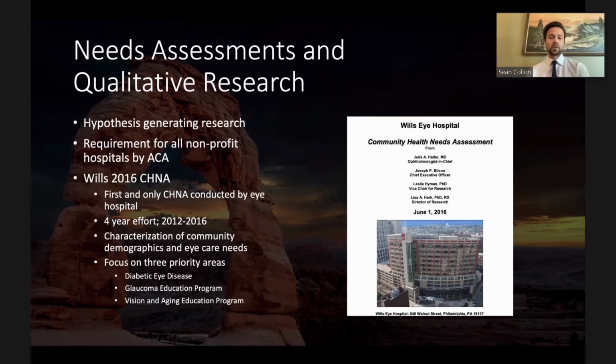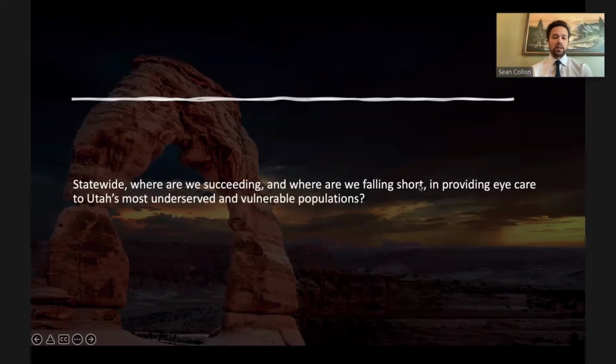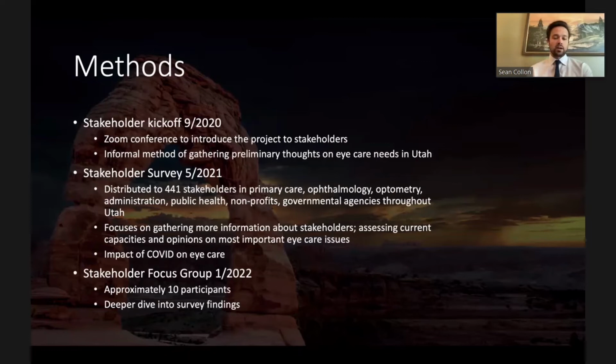So we intentionally asked this very broad question statewide: where are we succeeding and where are we falling short in providing eye care to Utah's most underserved and vulnerable populations? We had a stakeholder kickoff in September of 2020 that I discussed last year. That was really just informal discussions with some of the stakeholders in eye care throughout Utah.